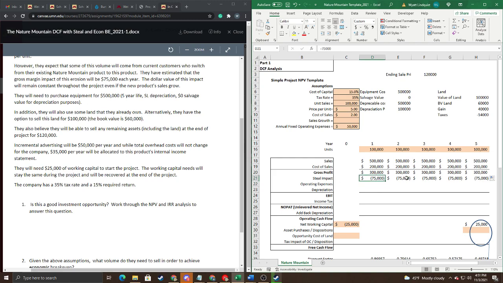Now, we input the steel impact before, so negative 75,000. Now our operating expenses equal the annual fixed operating expenses, and we're going to make that negative up there. So there we go. Now depreciation is going to be equal to the negative of this number, which we already calculated. Remember, that's just the $500,000 over 5 years. Not always, but in this case, since we're depreciating it to 0 over 5 years, we get $100,000 in depreciation per year.